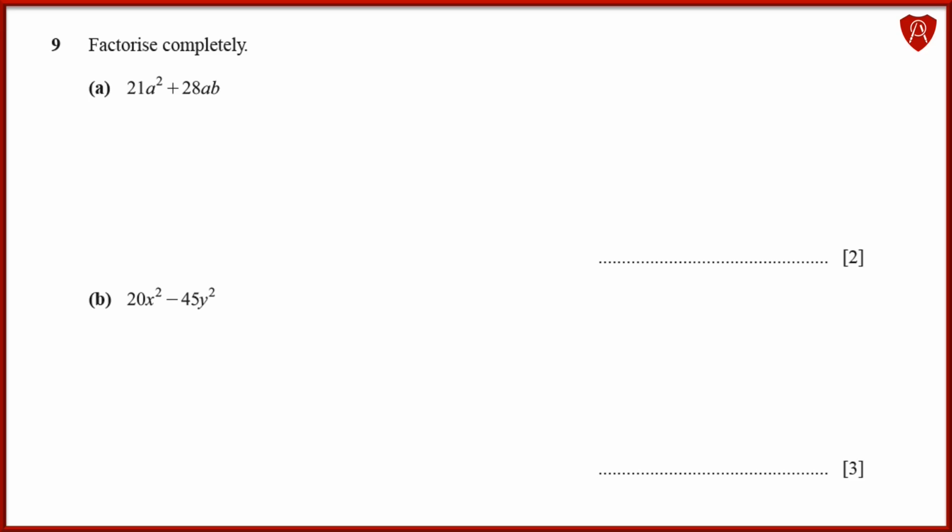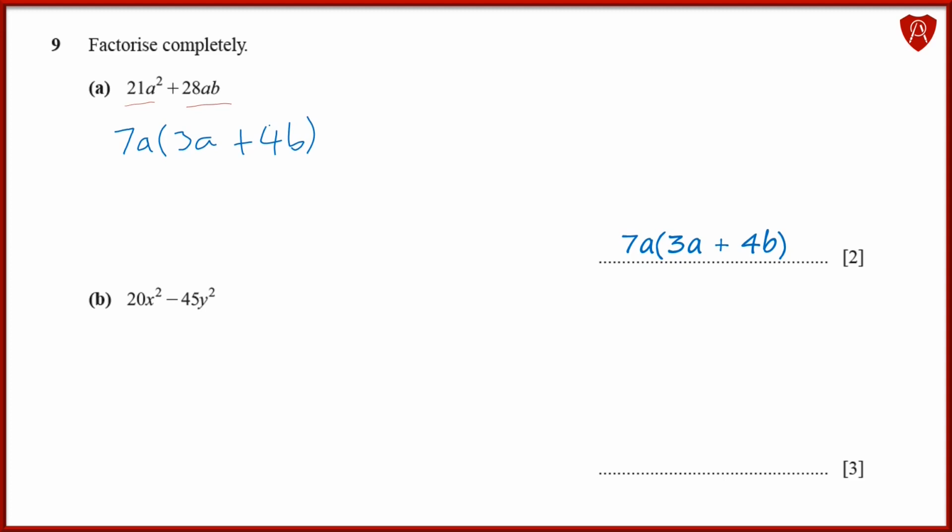Factorize completely. In this setup, we just need to look for the highest common factor. Considering the numbers, we know 7 can divide into both of them. So 7, and then a is a common factor, not in squared form, but just 7a. And then here we have 3a left, and here we have 4b. So the first one is as simple as that.